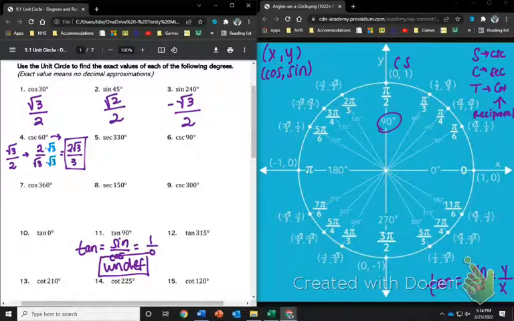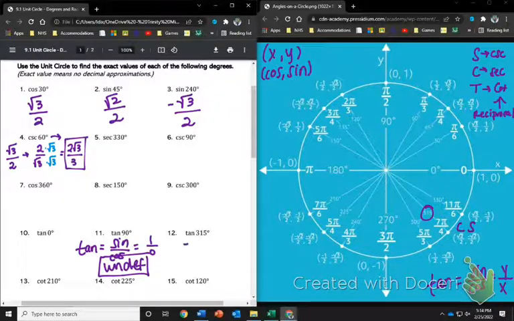Obviously that's not always going to happen. So what would it be if they were actual numbers? Let's try number 12. This is tangent of 315. Let me get rid of that. 315 is right here in quadrant 4, and I'm going to do sine over cosine. So here's my cosine, here's my sine.